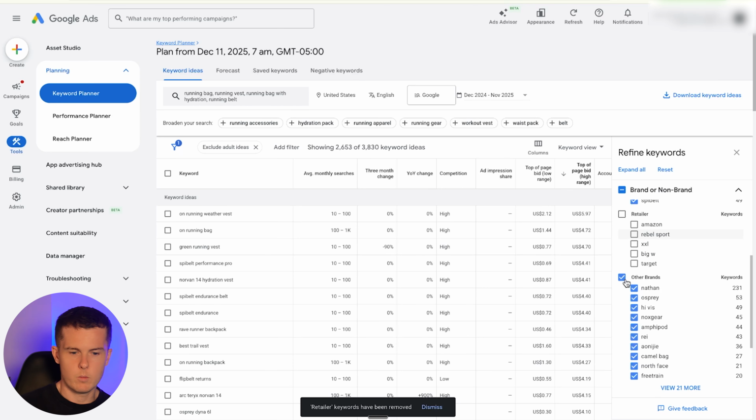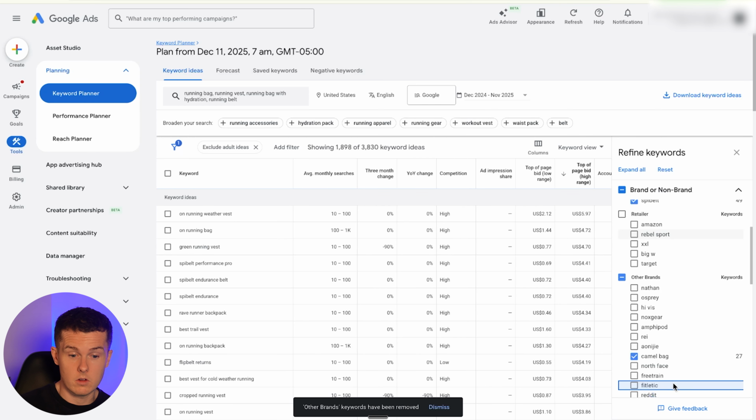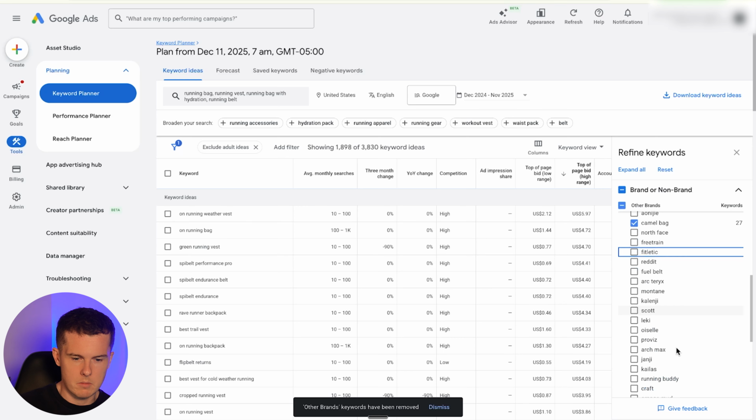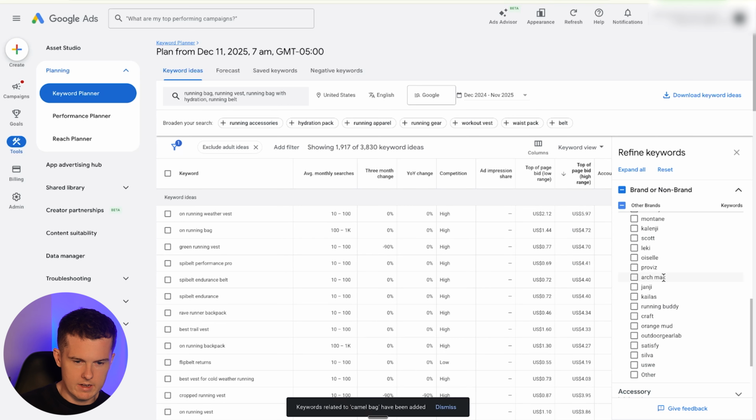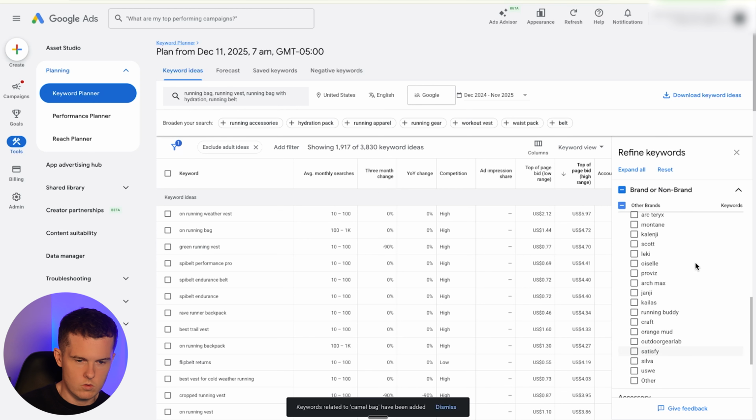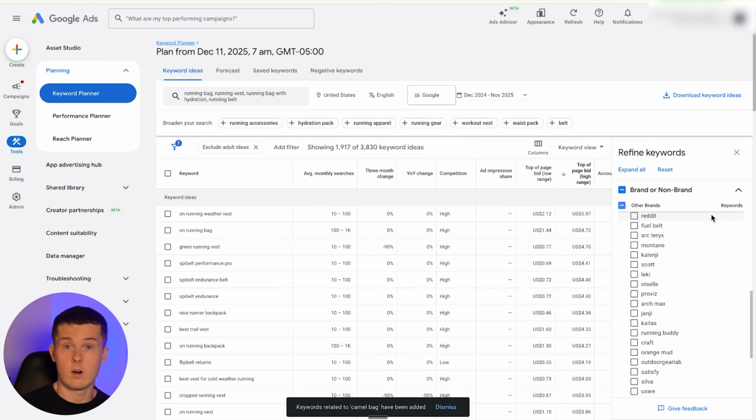Just be careful with other brands, because sometimes it can catch terms that are technically not branded terms. I can see here, for example, a camel bag would be another name for a hydration vest, so I might want to include that. Everything else there looks like a brand name, so I can keep those excluded. So I have gone from 3,830 down to 1,900. I've cut the list essentially in half.